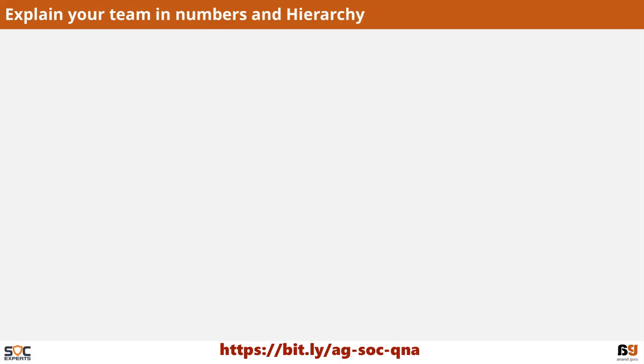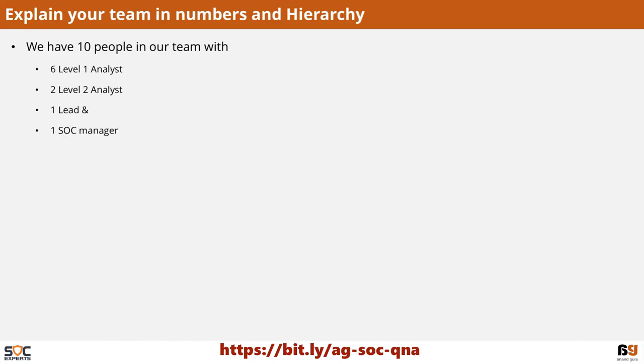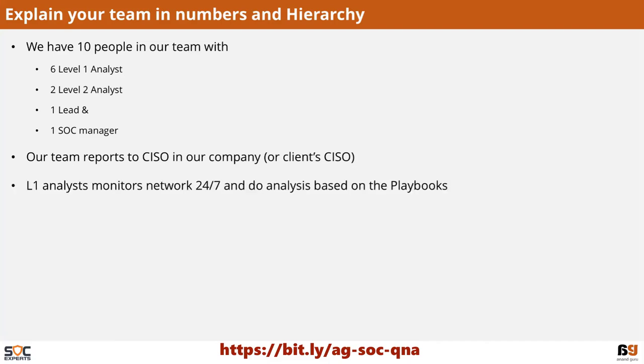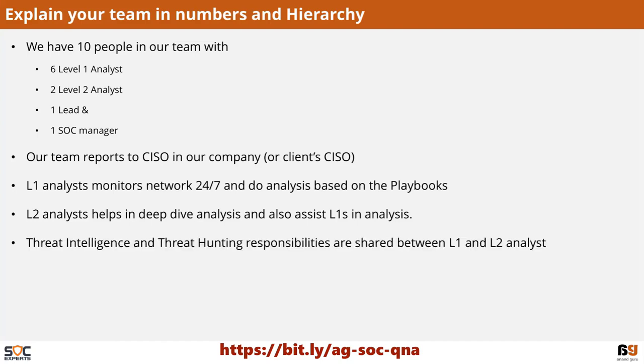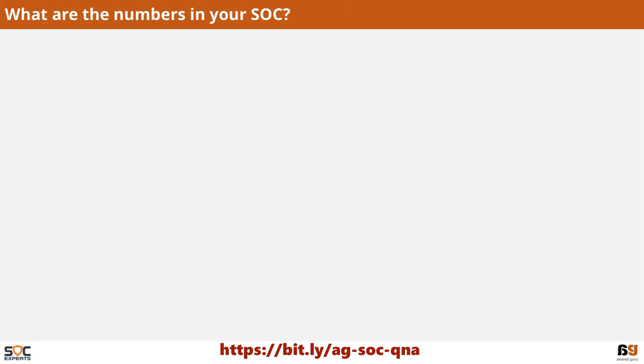Explain your team in numbers and hierarchy. We have 10 people in our team with 6 L1 analysts, 2 L2 security analysts, 1 lead, and 1 SOC manager. Our team reports to a CISO in our company for an in-house SOC, and for an MSSP, it could be the client CISO. L1 analysts monitor the network 24/7 and do analysis based on standard operating procedures or playbooks. L2 analysts help in deep dive analysis and also assist L1s during analysis. Threat intelligence and threat hunting responsibilities are shared between L1 and L2 analysts.